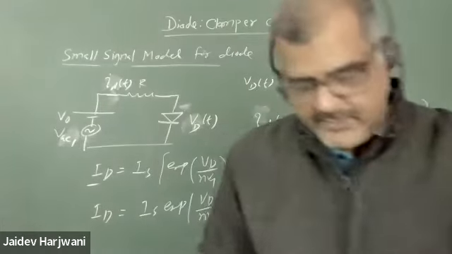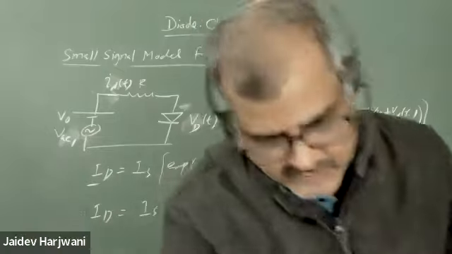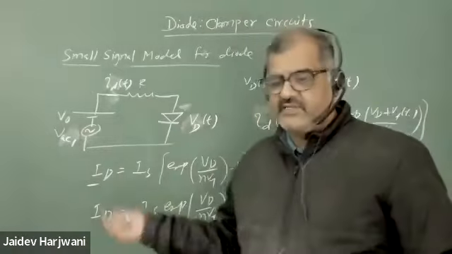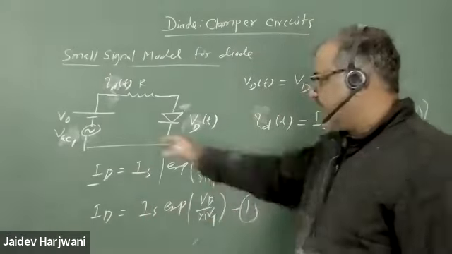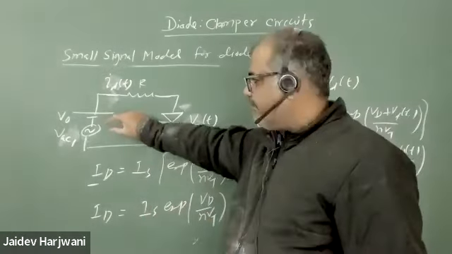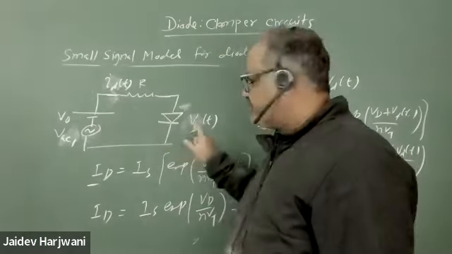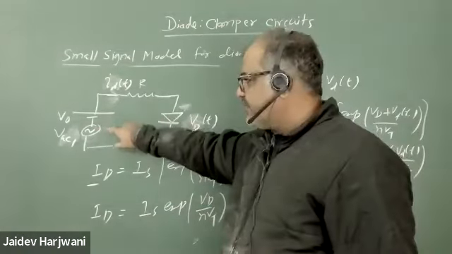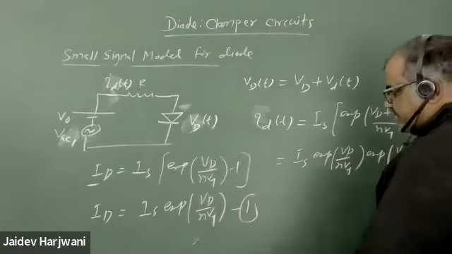So what I am trying to do is separate the effect of both DC and AC sources. When both are present in the circuit, how will we solve the circuit? I want to show that when there is a small amplitude, I can apply the superposition principle here. I can separately consider the effect of this one and the effect of this one. That's what I'm trying to solve here.